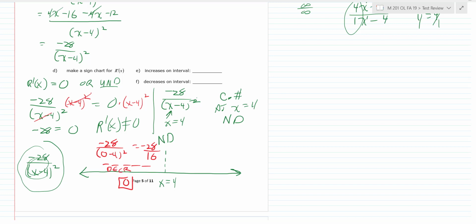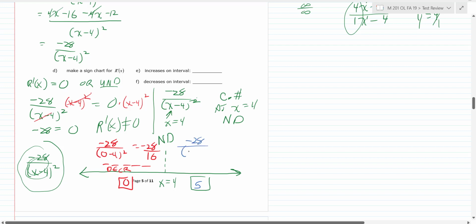Now pick a test point bigger than 4. Let's go with something like a 5. Plug it in. We're going to have negative 28 over (5 minus 4) squared. Well, that's a negative number over a positive number. So again, that's a negative. So the function is going to decrease in both of these intervals. So we're not going to increase at all. We'll just say none is the answer for increasing.